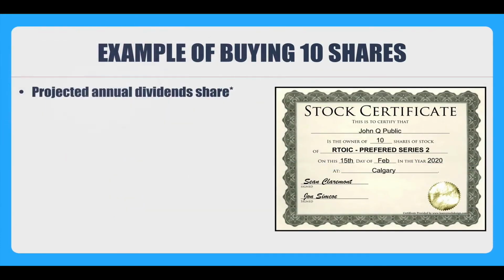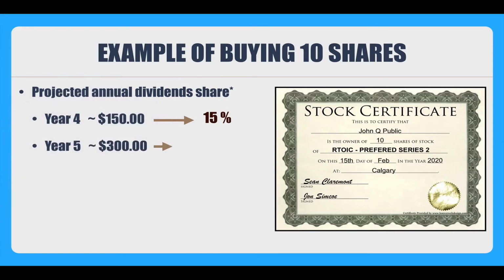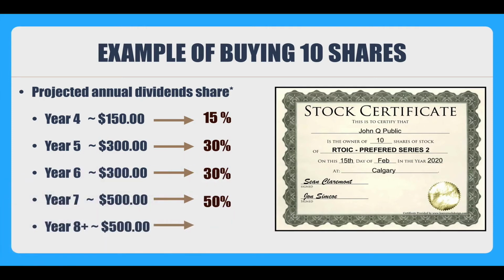Let me show you what that looks like. Now, these are projections, but the projection is that after year 4, you're going to earn a 15% return on your investment, or $150. Year 5, it goes up to $300, which is like a 30% return on your $1,000. Year 6, another $300. Year 7, $500. And year 8, another $500.